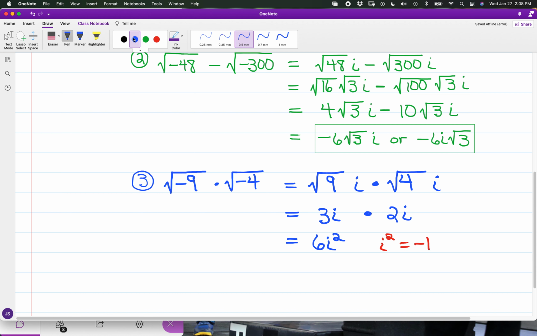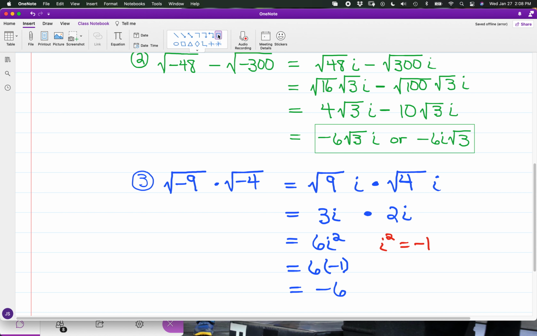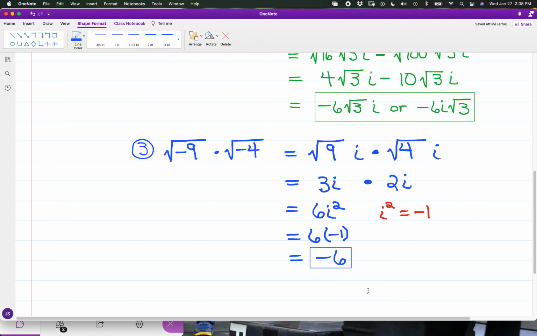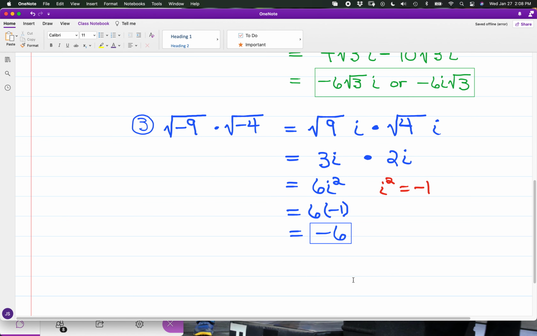So if I were to follow through, we have 6i squared, so we have 6 times negative 1. And for the result, this will come out to negative 6. And the reason I'm saying that this is perhaps the hardest to remember in terms of drawing out the letter i is that there's the temptation.